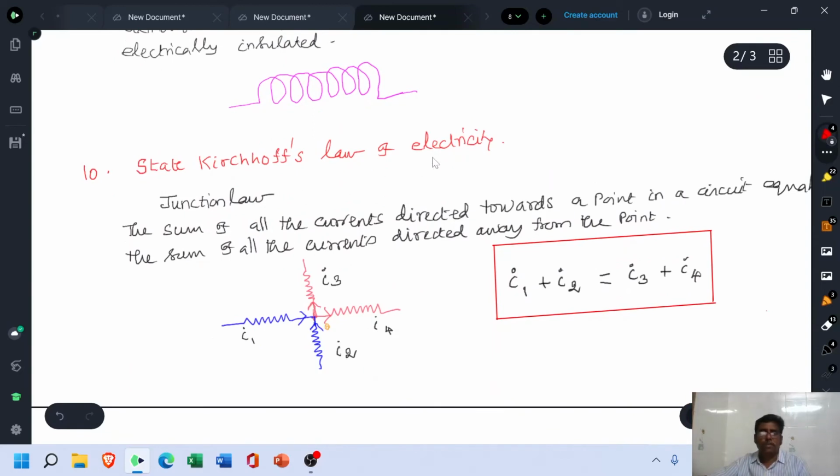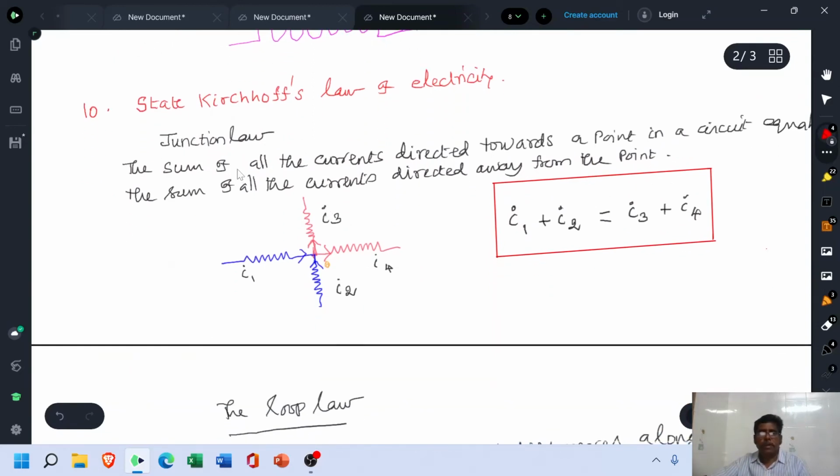State Kirchhoff's laws of electricity. The first one is the junction law. The sum of all the currents directed towards a point in a circuit equals the sum of all the currents directed away from the point. See this circuit, I1 and I2 are the currents coming towards the point O, but I3 and I4 are going away from the point O. Therefore, I1 plus I2 is equal to I3 plus I4. This is called the junction law.